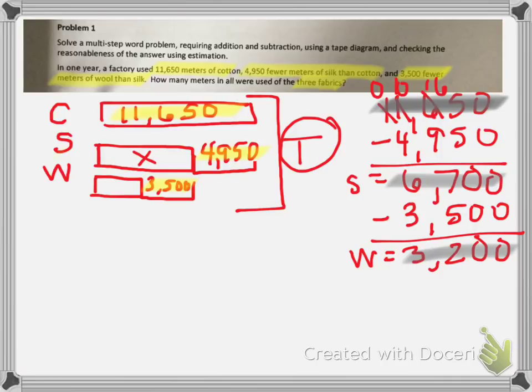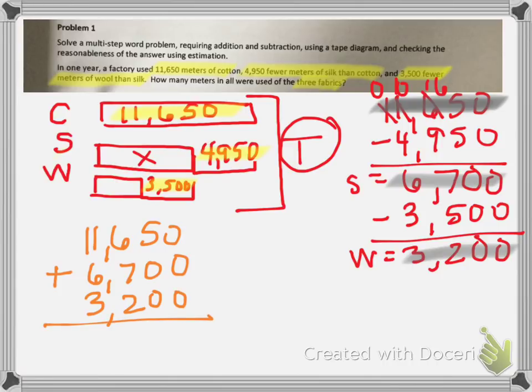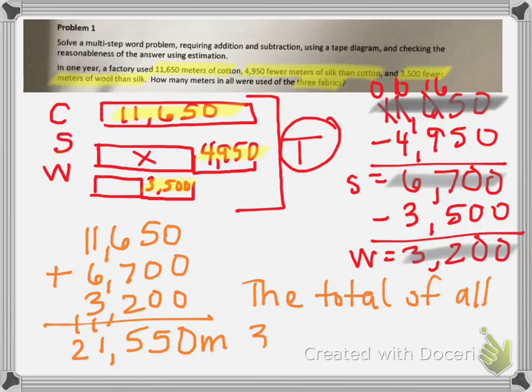So those are the 3 numbers we're going to be adding together. I'm just going to add them all in one addition problem, one algorithm. 11,650 plus 6,700 plus 3,200. Okay, each place value, starting in the 1s. 0, 5, 6 plus 7 is 13, 14, 15. 6 plus 1 is 7, 8, 9, 10, 11. Okay, so the total of all 3 fabrics is 21,550 meters, and then I need a period. Okay, that's our first one.